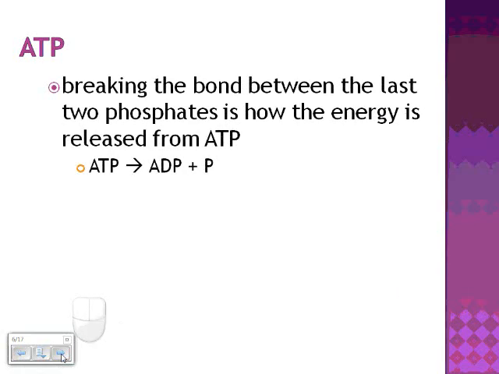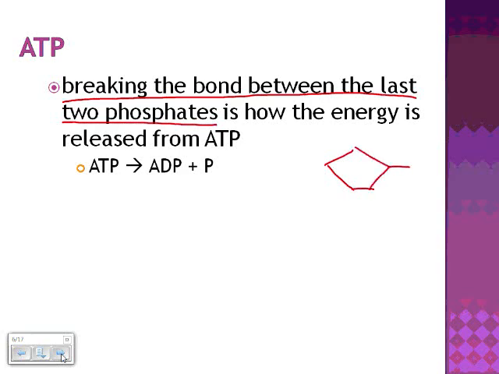The important thing for you guys to recognize is that the way that you're going to release that energy is by breaking a bond between the last 2 phosphates. Breaking the bond between the last 2 phosphates is how the energy is going to be released. So, if we draw a picture of our nucleotide again, we've got our 3 phosphates. If we break the bond that's right there, all right? That's where all of our energy gets released.